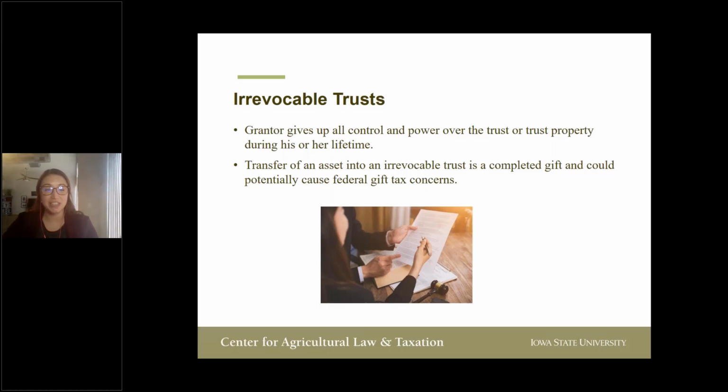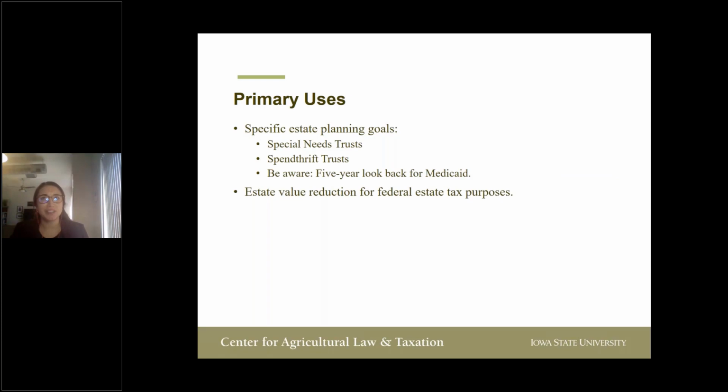If you're gifting over the amount, there could be forms to fill out, and it's something, again, to talk about with your tax advisor, making sure that you're not exceeding any limit and being aware of the federal estate tax. Irrevocable trusts are often used to reach a specific estate planning goal. For example, in this first one, for those who have a family member with some sort of disability, a special needs trust could be an option for you.